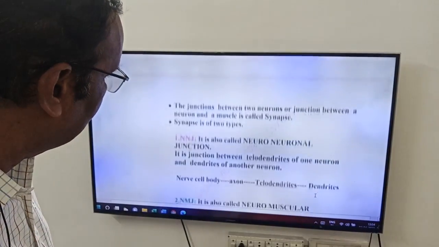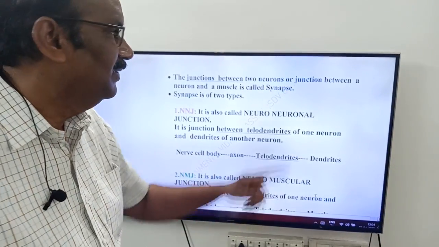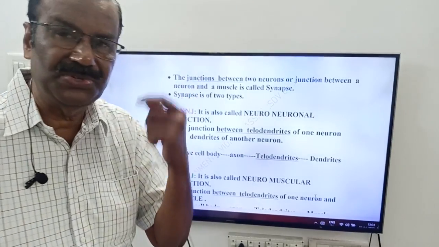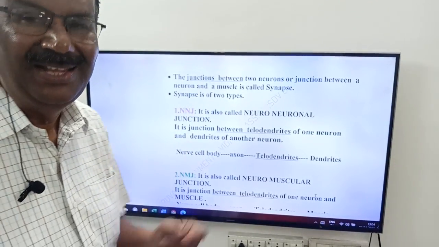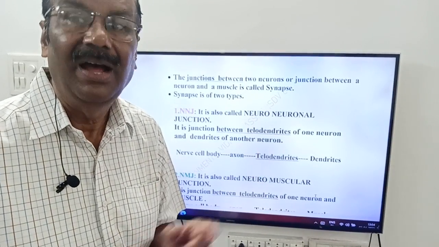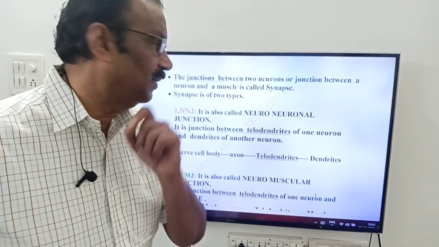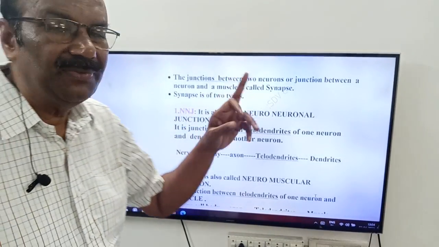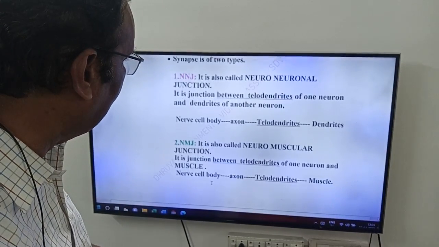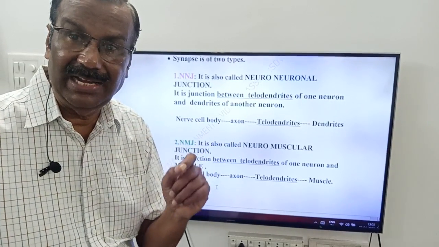Okay, friends. Now see, the junction between two neurons or the junction between a neuron and a muscle cell is called synapse. Friends, you have a 2 marks question. What is synapse? A junction between two neurons or a junction between a neuron and a muscle cell is called synapse. This synapse is of 2 types, friends. What is that? Friends, you have to remember it. Don't forget this. You will get this in the second year also.